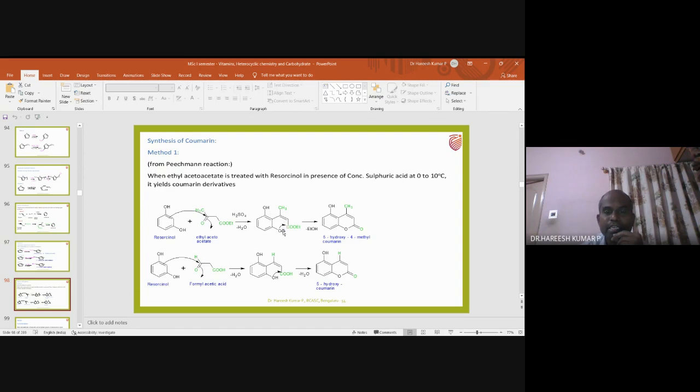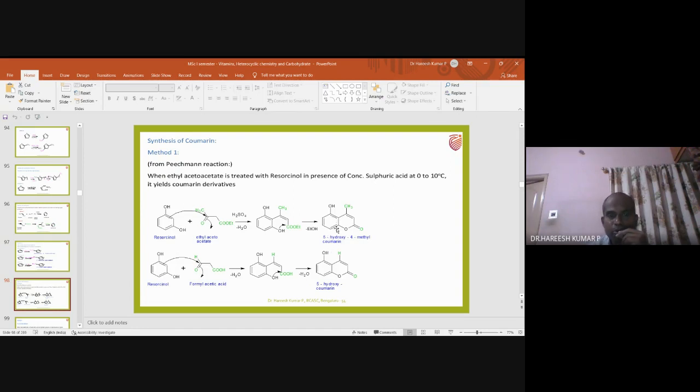And this key intermediate, on heating, what will happen? The lone pair can react with this carbonyl carbon and ethoxy will go out. That is how a coumarin structure is obtained. It's a substituted one. What are the substituents? Hydroxy and methyl groups are the substituents. So 5-hydroxy-4-methyl coumarin is the product.